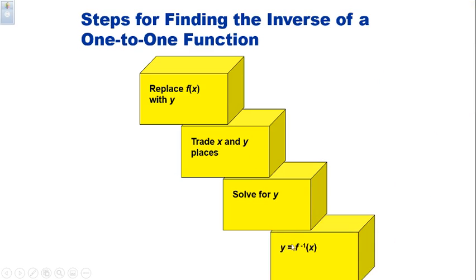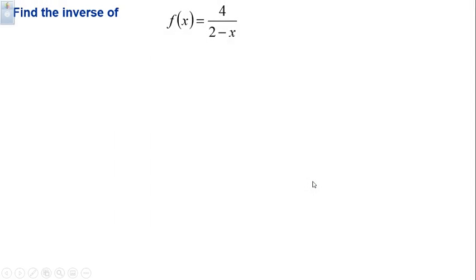So now you will change the name back to the inverse of the original name. If the original function was f of x, then the new one is f inverse of x, f with that -1 superscript. Let's do a quick example. We have the function f of x equal to 4 over 2 minus x.